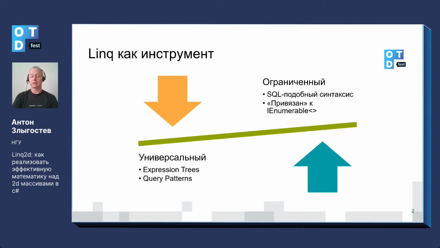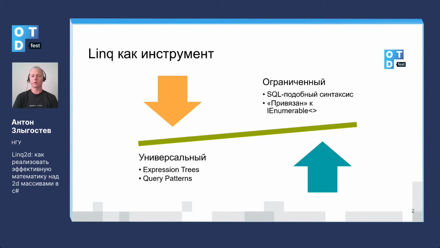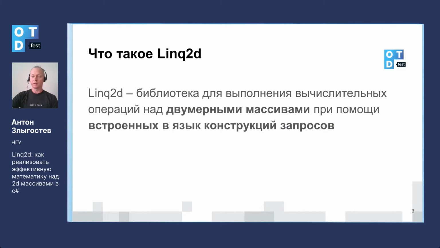So, as I said, this was a consequence of a feud and heated discussion about Linq being a limited technology for narrow tasks, and it's limited because it's SQL-like and is connected to enumerable. And the argument for it being universal is that on the language level, it's not the types that are implemented, it's query patterns that parse the expressions and allow us to put pretty much any code into a syntactic tree.